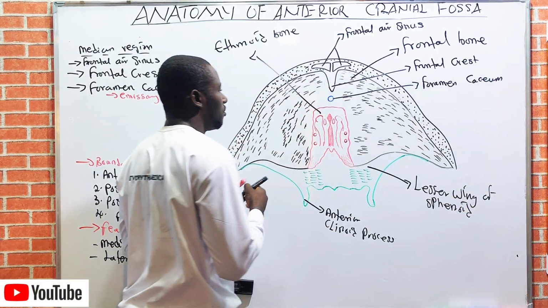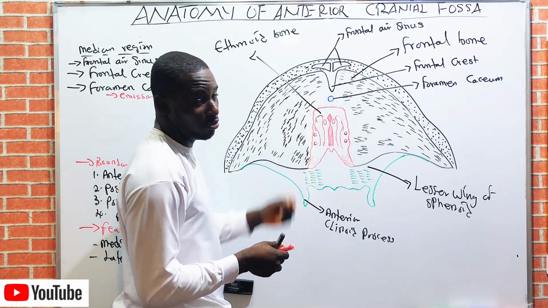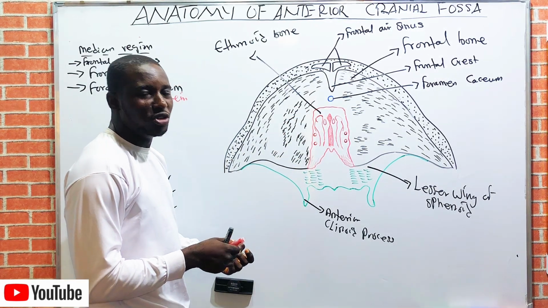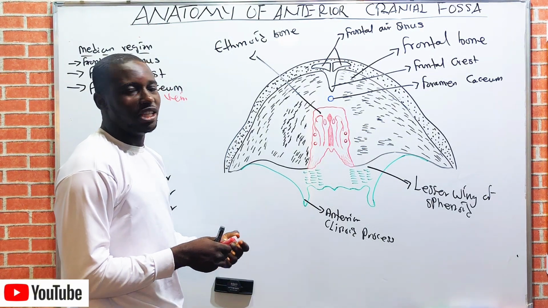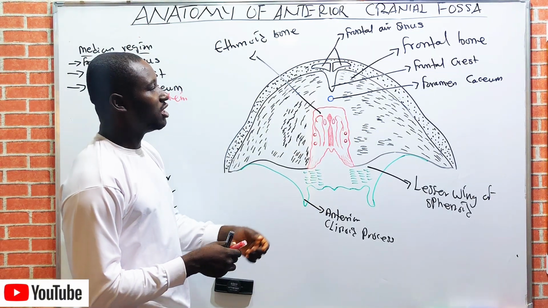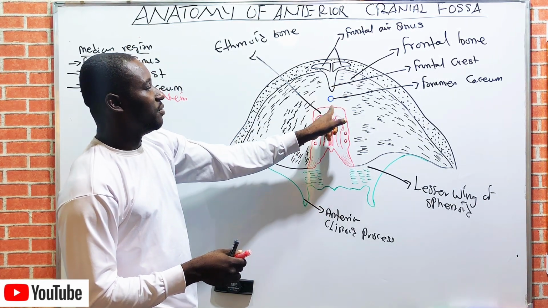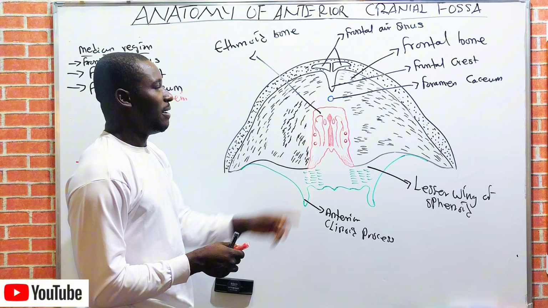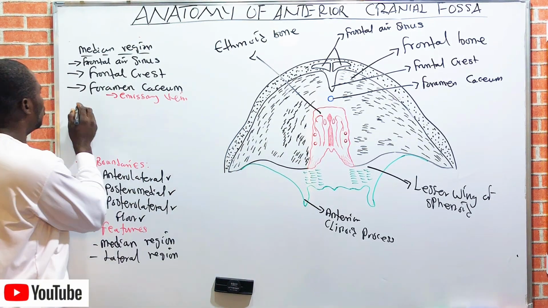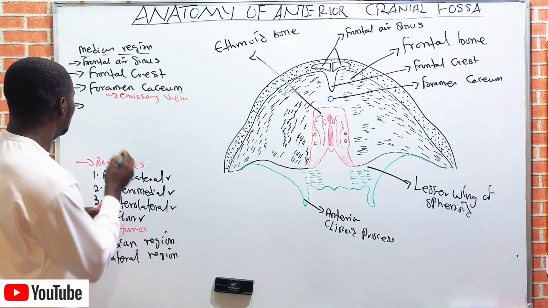Foramen caecum is found between the frontal crest and the next bony feature that we'll be discussing, which is the cribriform plate of the ethmoid bone, apart from the crista galli. So it's found between the frontal crest and the cribriform plate of the ethmoid bone. The next feature we'll be discussing is the crista galli of the ethmoid bone.